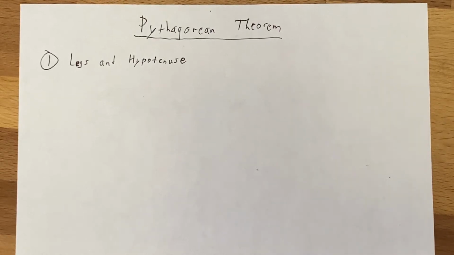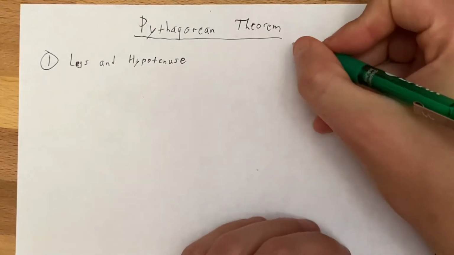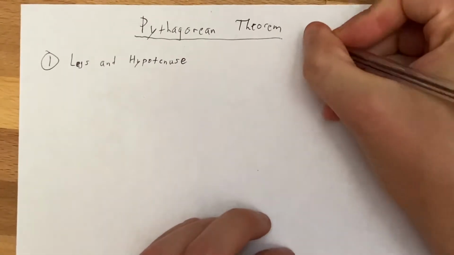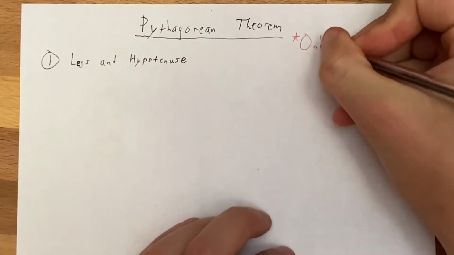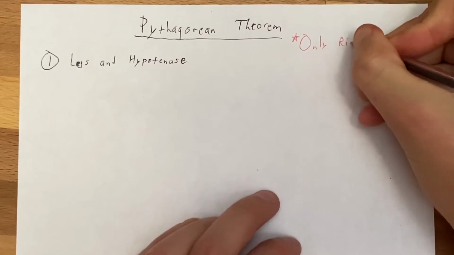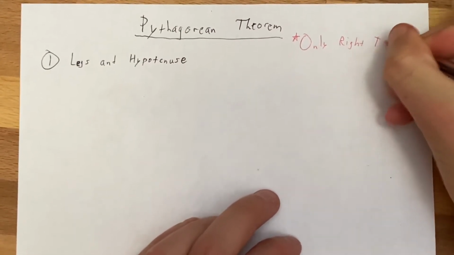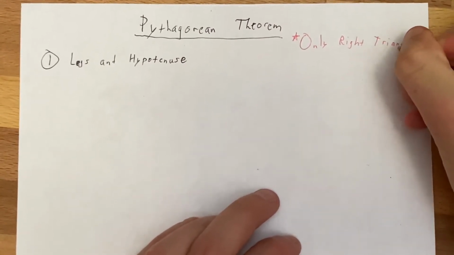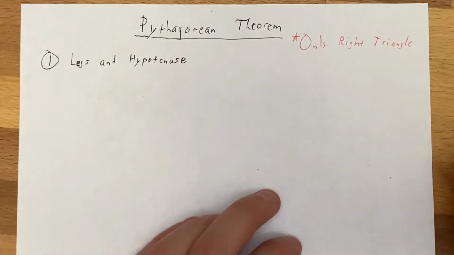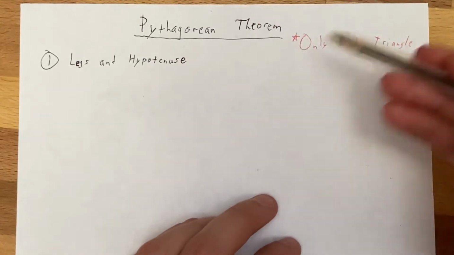Hi everyone, I am making a video today about the Pythagorean Theorem. First thing that you need to know about Pythagorean Theorem is that it is only going to be useful with right triangles. That is the most important thing to know, because sometimes in the future you're going to be given triangles but they are not right triangles, in which case you cannot use any of this.